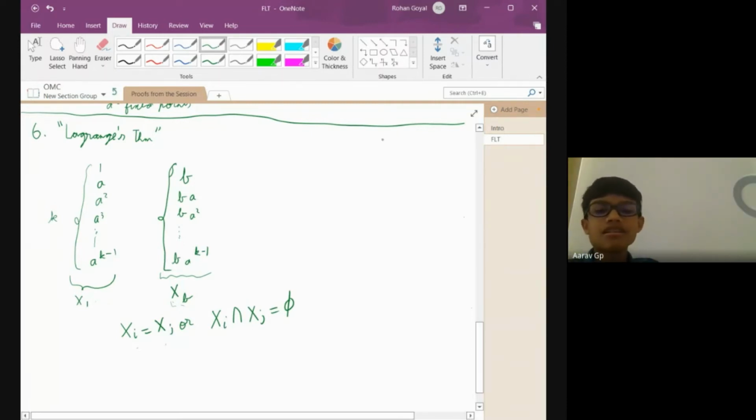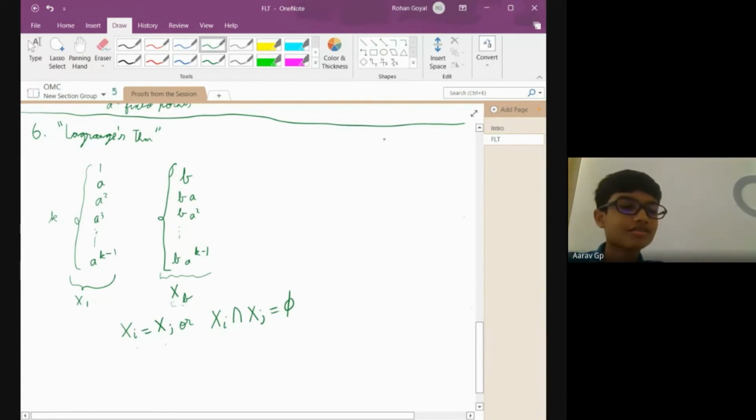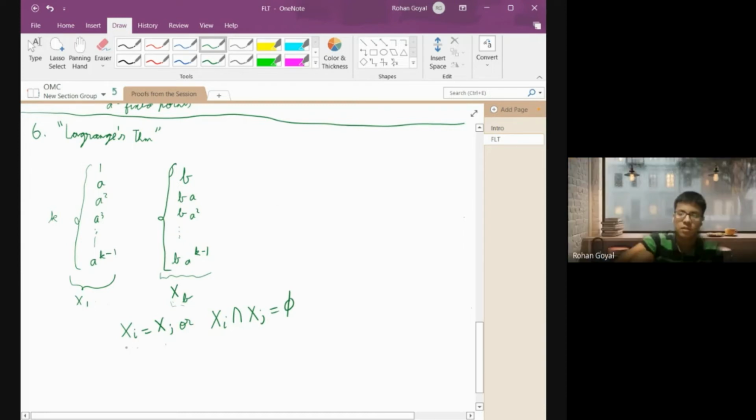Because earlier we also used this property that if you have the set 1, 2, 3 up to p minus 1 modulo p, then if you multiply it by a number a, the new set that you get will also be a permutation of the same set modulo p. So in some sense, yes.